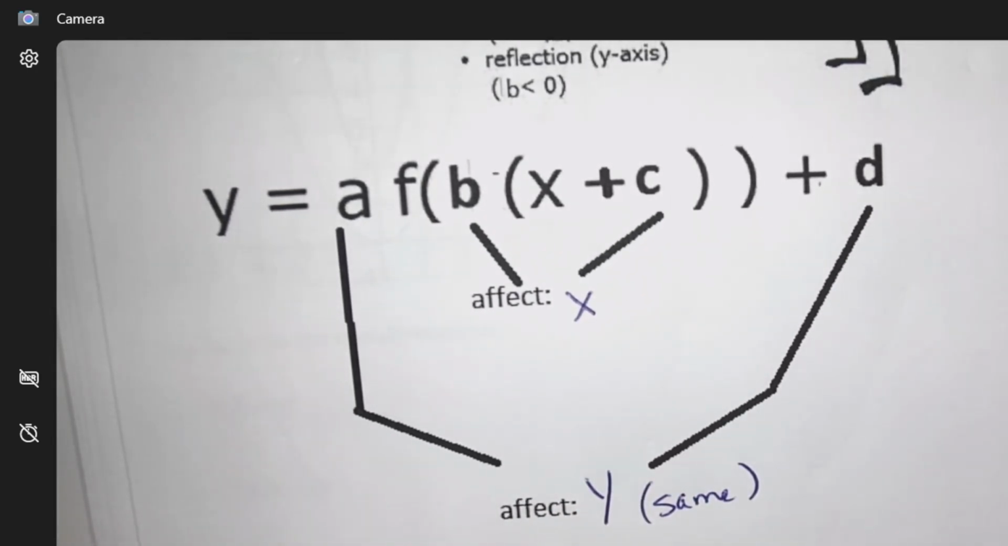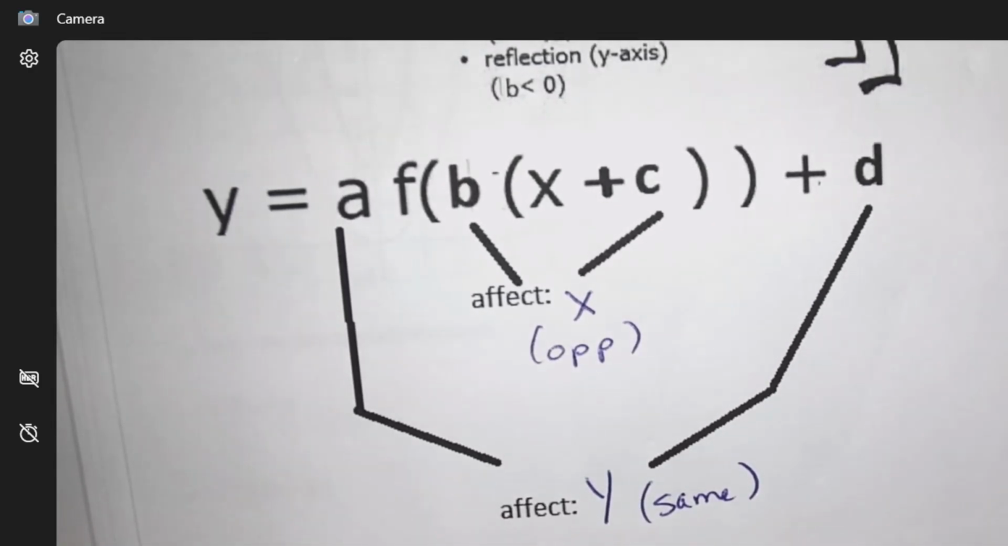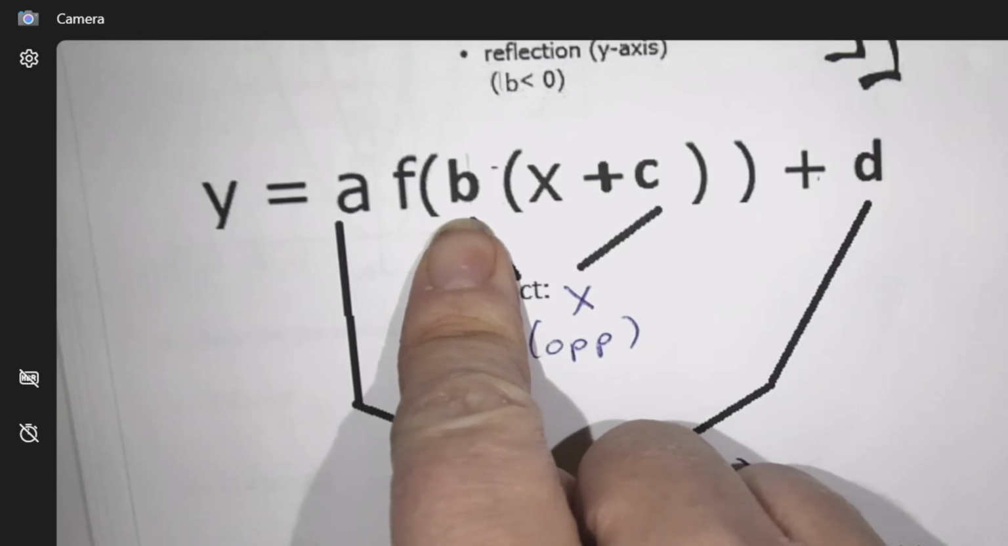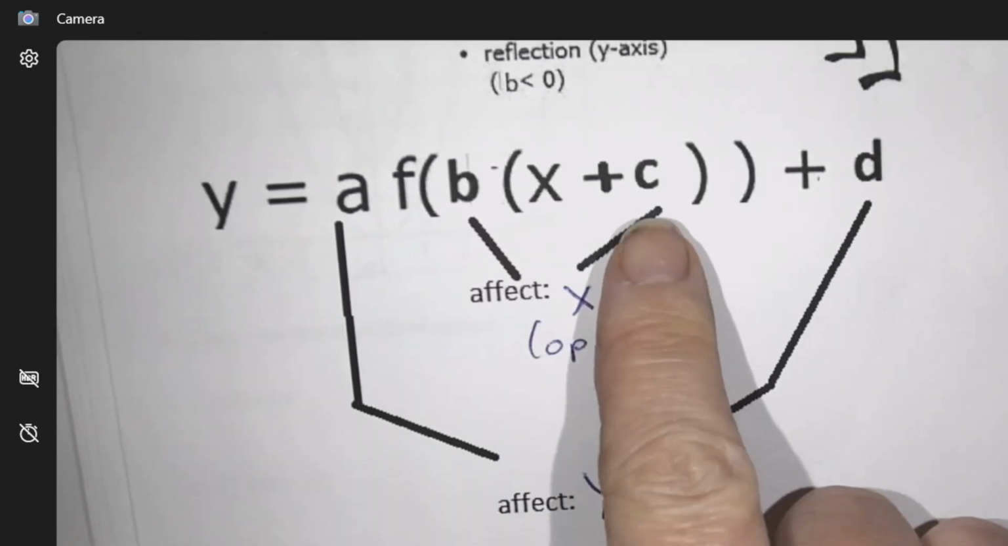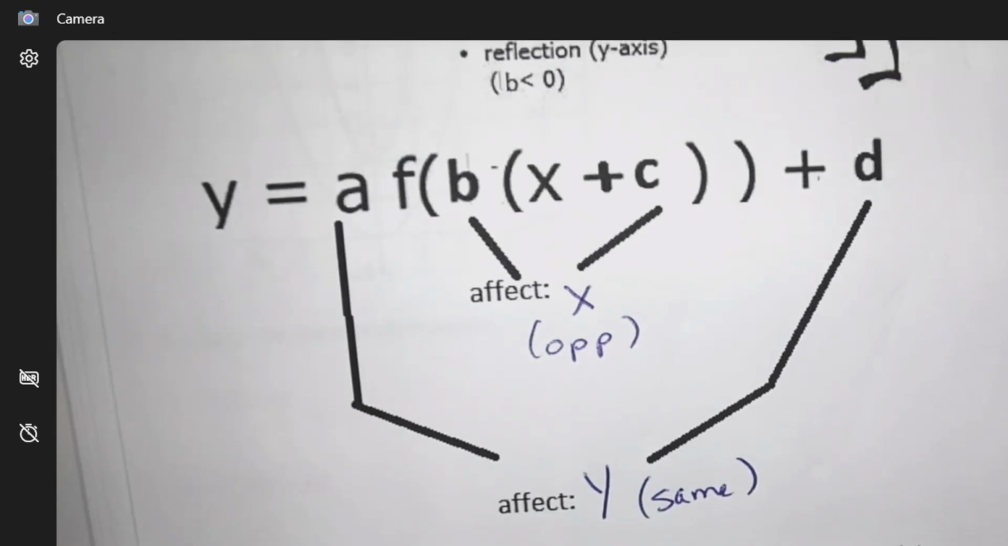The B and the C affect the x values, and they do so in the opposite way that your brain wants to see it. So if you see a multiplier, it is actually a divider. If you see an add, it's actually moving left. Got it straight? A and D affect Y, same as your brain wants to do it. B and C, X, but in your opposite brain mode.